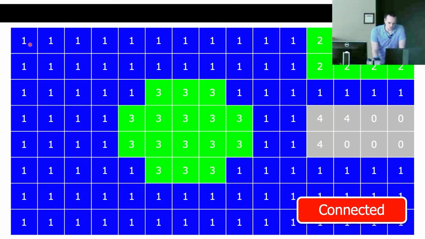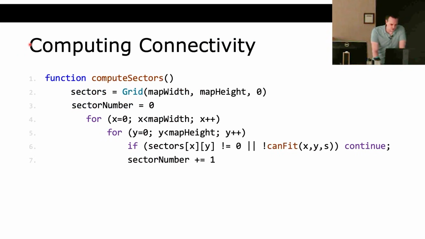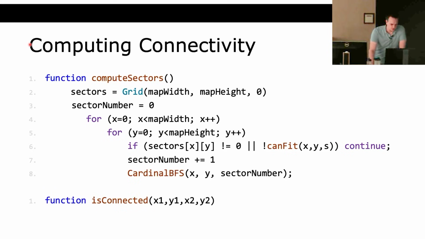Okay, so those are the connected sectors. So here is the compute sectors code. So what I'm going to do is I am going to create a new, I'm just calling this a grid, but it's essentially just an array of arrays. It's a 2D array, the size of the map that has all zeros. Okay? Then my initial sector number is going to be 0.